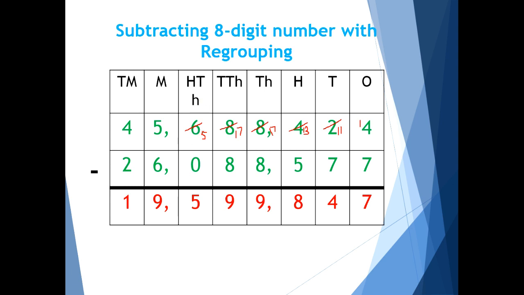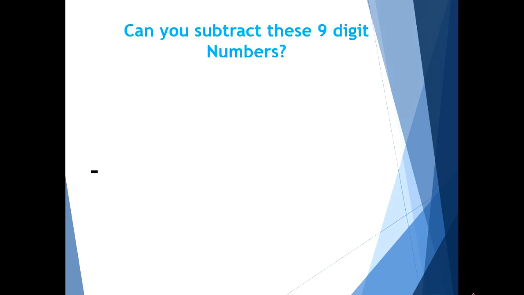Now the 100,000s column. In the 100,000s column we have 5 and 0. 5 minus 0 equals 5. Now come to the millions column. In the millions column we have 5 and 6. Again 5 is smaller than 6. We cannot subtract 6 from 5, so we have to borrow 1 from the 10 millions column. In the 10 millions column we have 4. We'll borrow 1 from this 4, it will become 3 and the 5 will become 15. 15 minus 6 equals 9. So in the 10 millions column we have 3 and 2. 3 minus 2 equals 1. So after subtracting, the answer is 19,599,847.